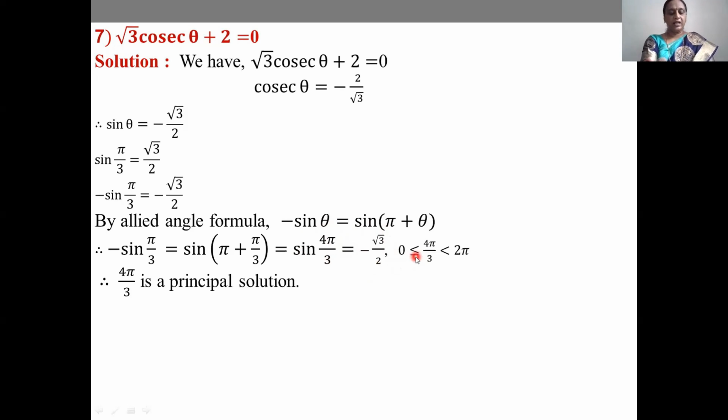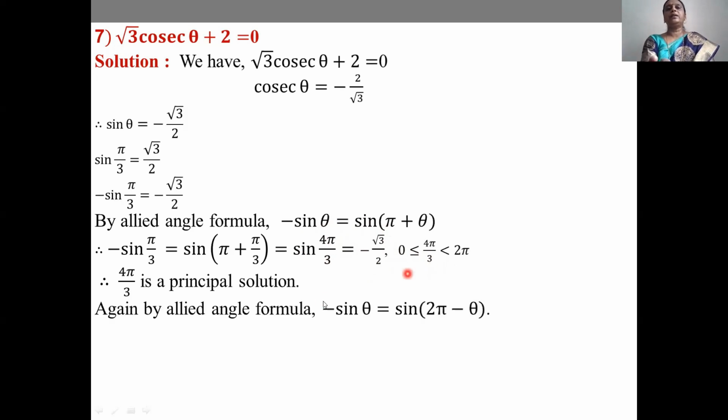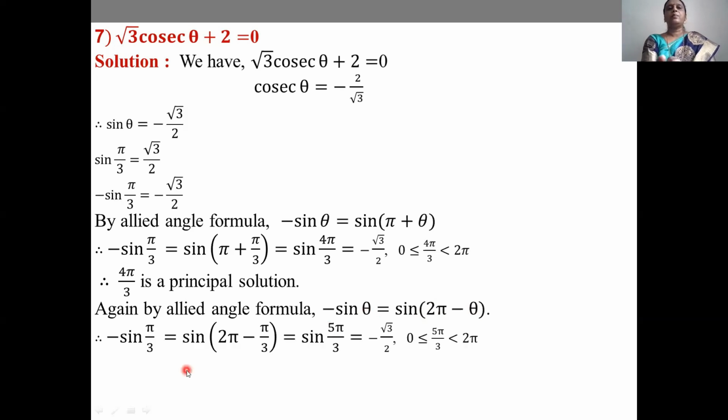Now, see that this 4 pi by 3 is the angle of 240 degrees, which obviously lies in the interval 0 to 2 pi. Now, to find the second principal solution, again go to the allied angle formula. Use the formula minus sine theta is equal to sine 2 pi minus theta. In this formula, you again keep the value of theta as pi by 3. We get minus sine pi by 3 is equal to sine 2 pi minus pi by 3.